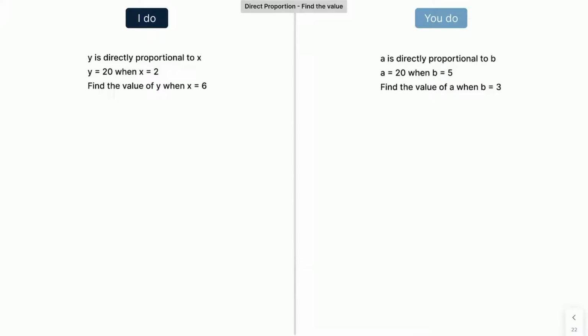And now the question is saying find the value of y when x is 6. So before it was asking you to find the formula, but in order to do that, you will still need to find the formula. So we are going to start in a similar manner. So we have y is directly proportional to x. So write that as an equation.